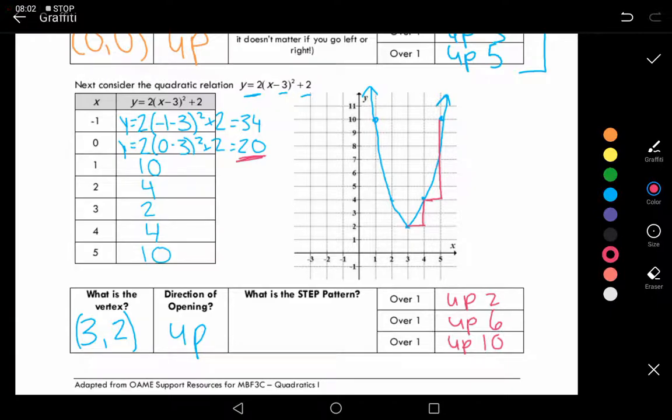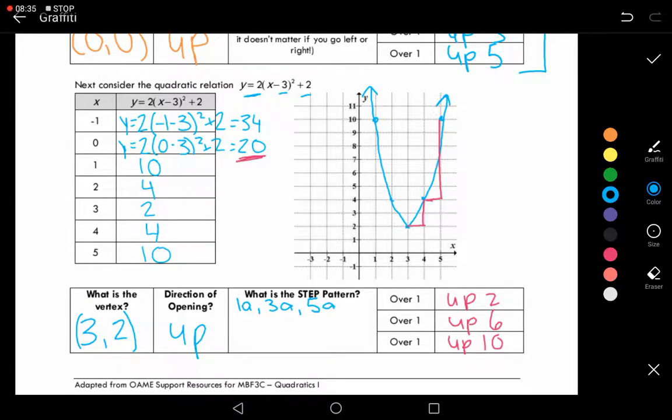So in order to determine the step pattern, or to write it out when it asks you what is the step pattern, you don't have to actually write out over 1 up 2, over 1 up 6, over 1 up 10. There's a very simple way to figure out the step pattern. All you have to do is take the original step pattern of the base function, which is 1, 3, 5, and multiply it by a. So it'll be 1a, 3a, 5a.